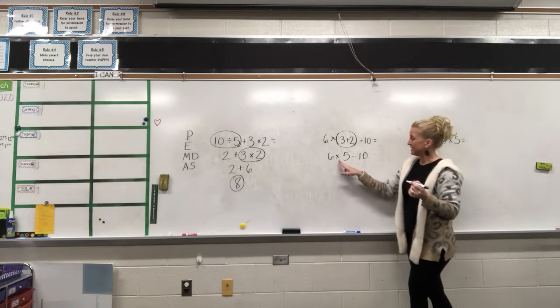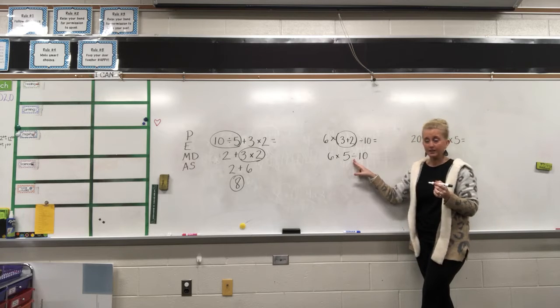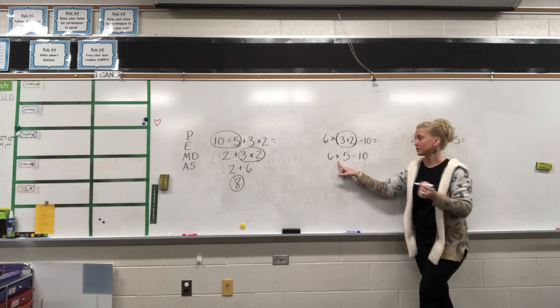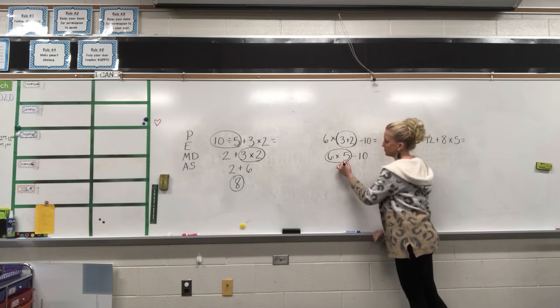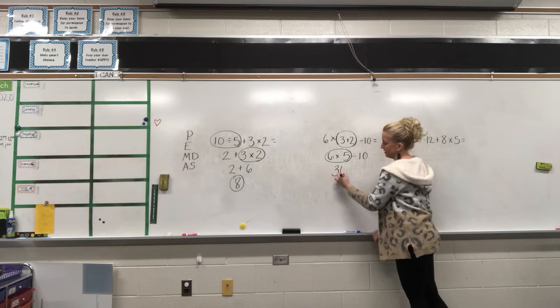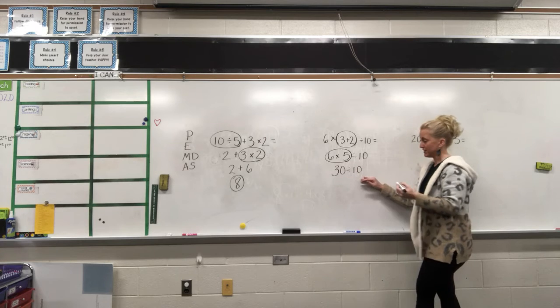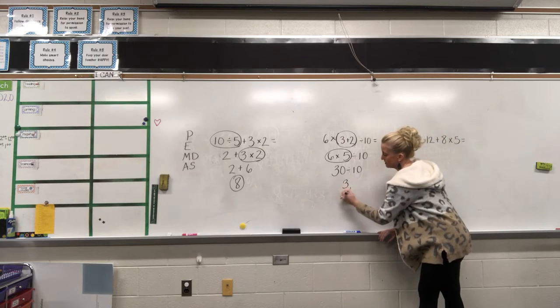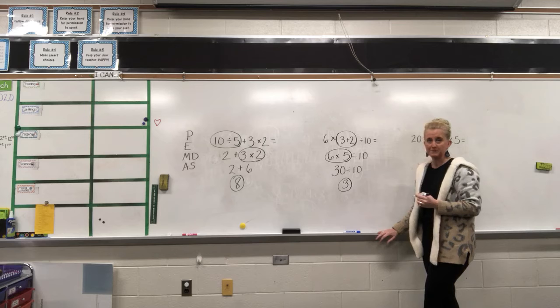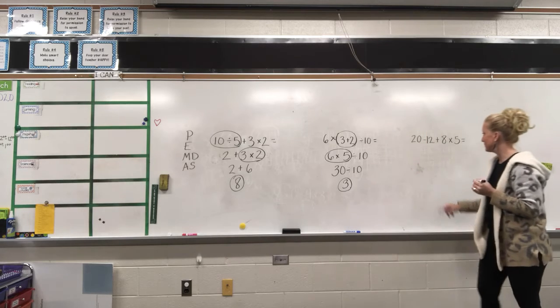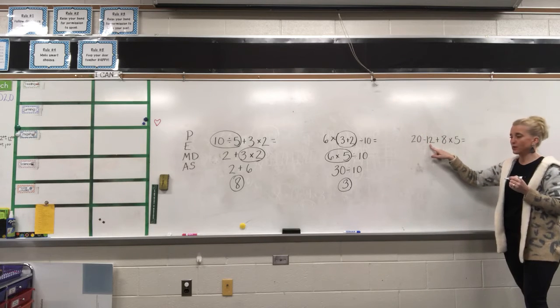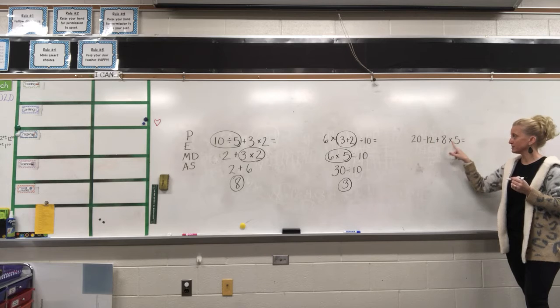And now in this one, times and divide are even, but the times comes first. So I'm going to do that first. So 6 times 5 is 30, and then that leaves divided by 10. I can do 30 divided by 10 in my head. It's 3, so that's my final answer. Let's try one more, see how you do. 20 minus 12 plus 8 times 5.